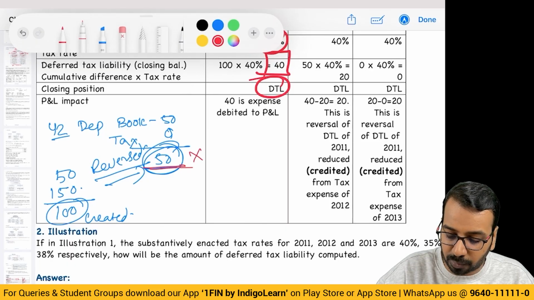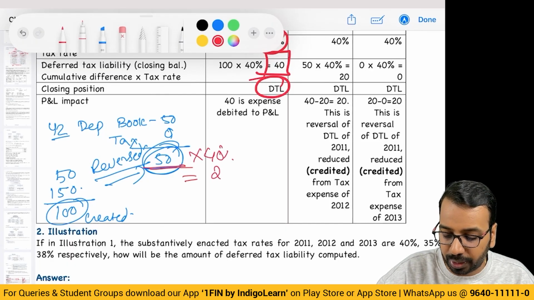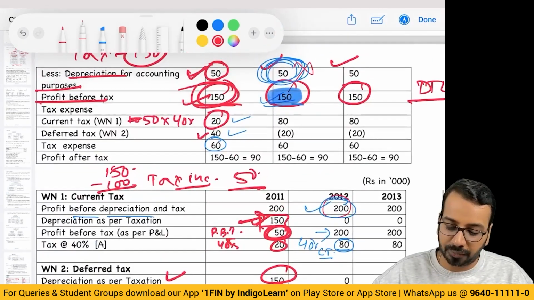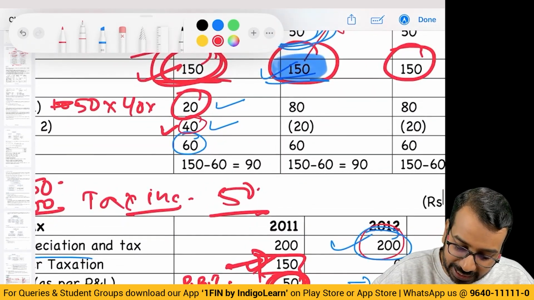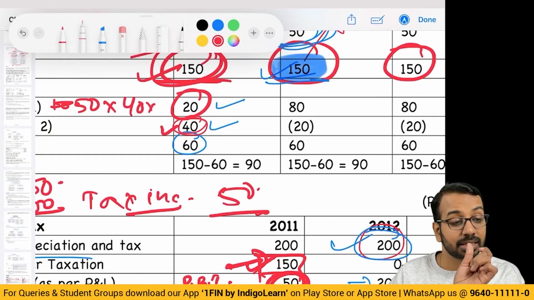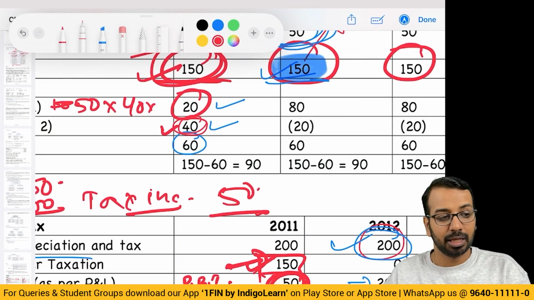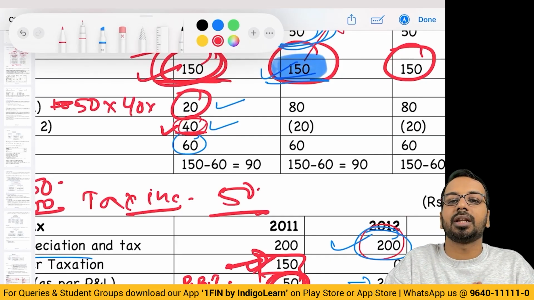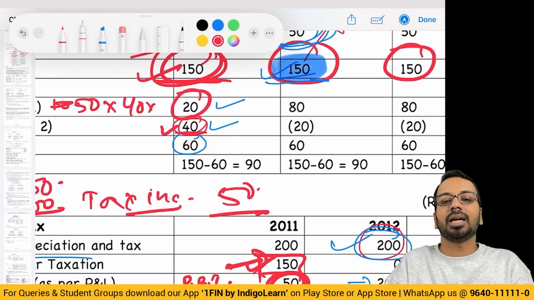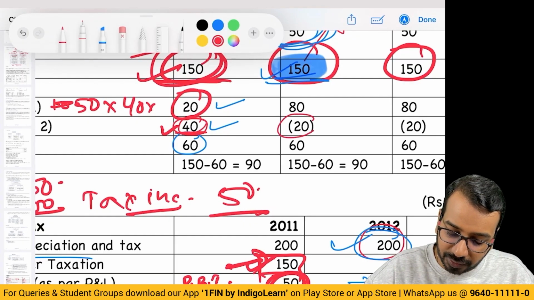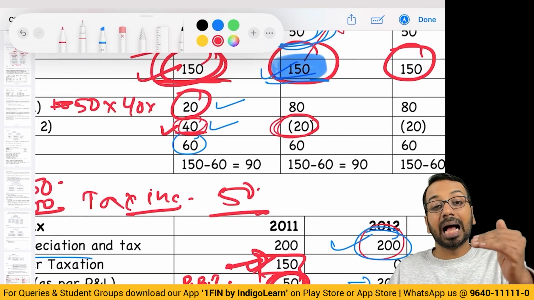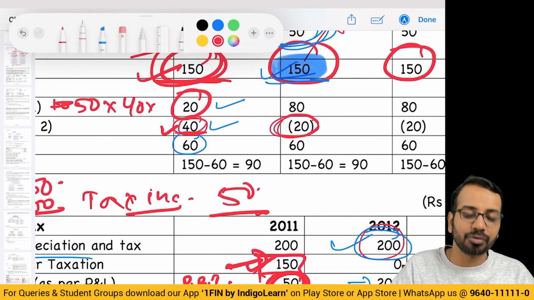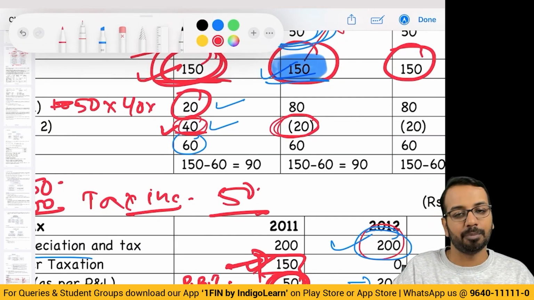If 50 got reversed, multiplied by 40%, 20 is the impact which is reversed. So here, in the first year we created 40. Please understand this. This is one part where students make a lot of mistakes. When we created, 40 was the deferred tax liability. After the end of the first year, there is a reversal of 20. Reversal means I have consumed DTL of 20. Now when I reverse a DTL, it is reducing my liability, so I take it as a benefit.